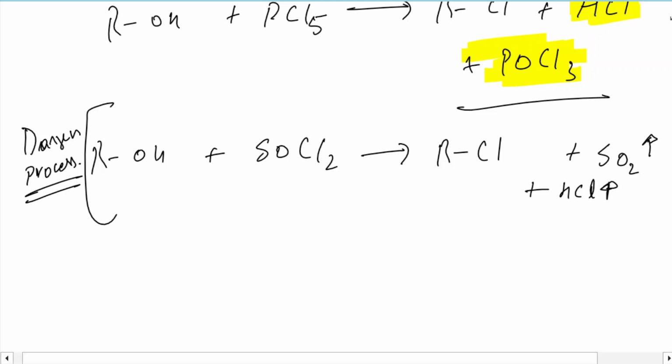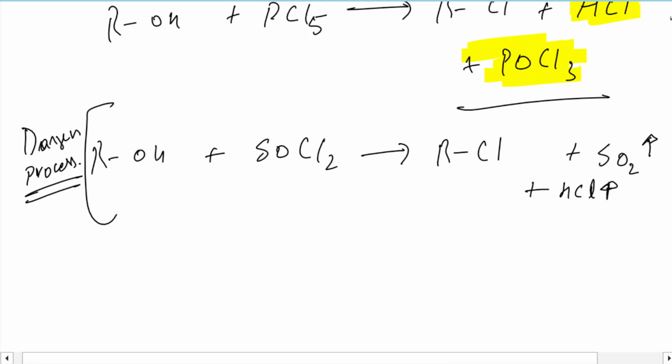As gaseous products are formed in the reaction, they will escape out of the container and will allow the reaction to complete nearly 100%. As per Le Chatelier principle, the reaction will keep moving in the forward direction until 100% of the reactants are consumed. Because the products formed are gaseous, they keep escaping out of the container, keeping the equilibrium shifting forward. So that's what Darzens process is.